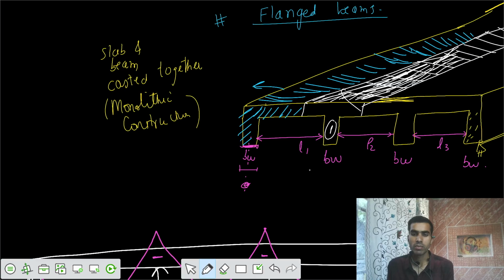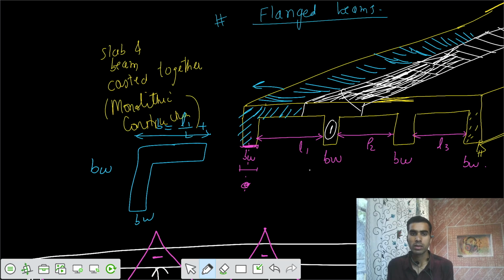It has dimensions in the fashion that if this is BW, then the top B equals L1 by 2 plus BW.